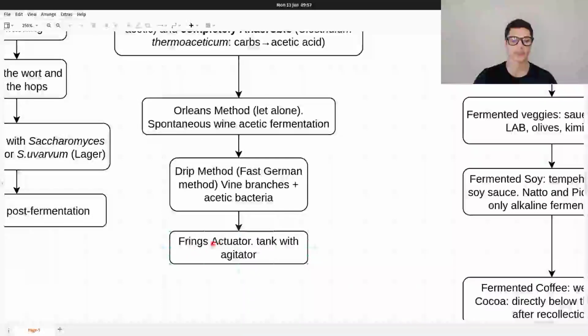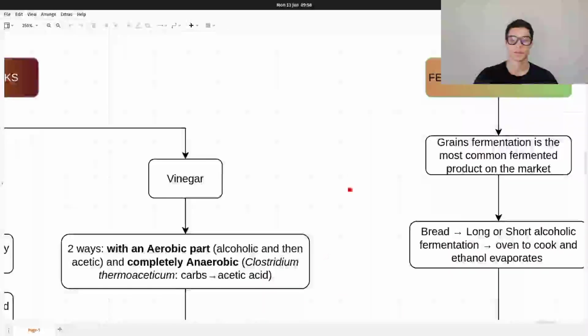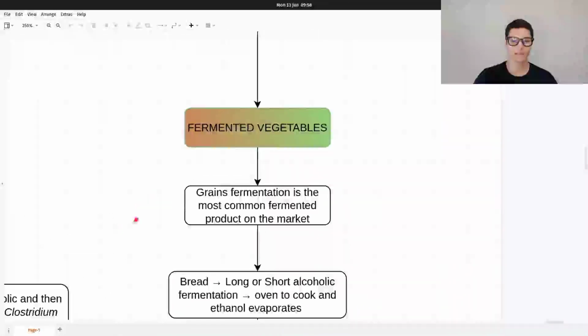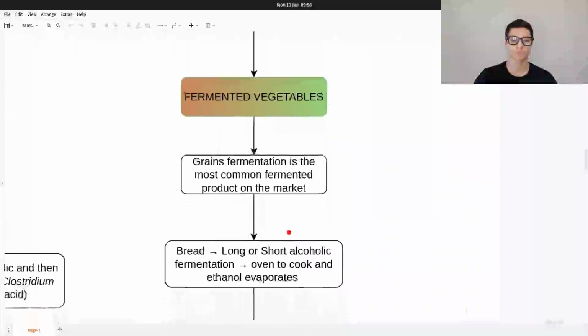Then we have the Frings acetator, which is a tank with an agitator, and this is done for the industrial method. This is indeed the one which is used right now. And then as the last one, we have the fermented vegetables.